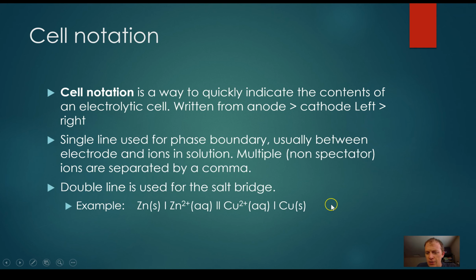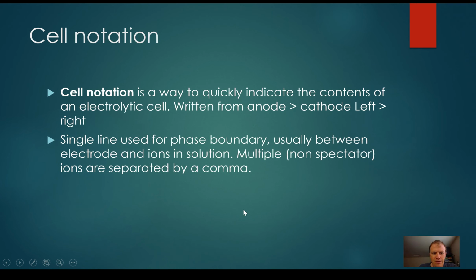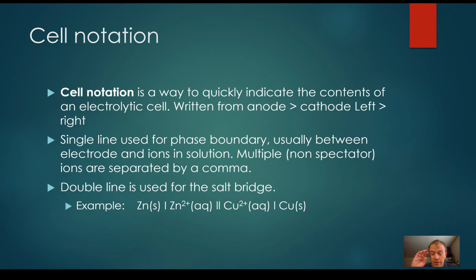So the shorthand notation that would describe the cell on the previous screen is zinc, because it's a solid zinc electrode, then a single line, and there's zinc ions in solution. The double line represents the salt bridge, and then we have the copper ions in solution. Phase boundary, we have the solid copper electrode. So you go from left to right, from the actual electrode of the anode, all the way over here, and it ends up looking like that.